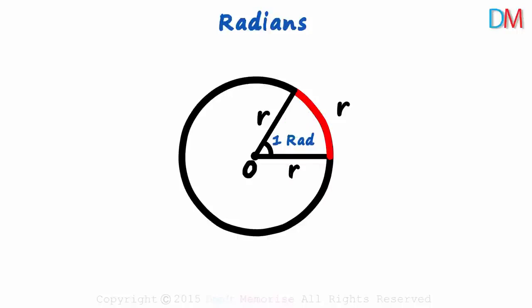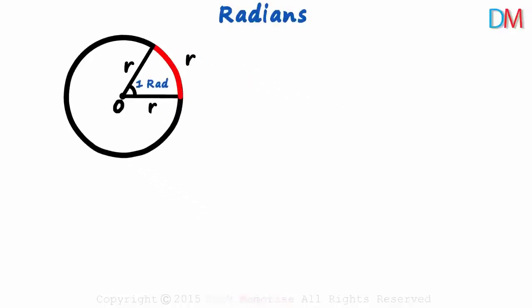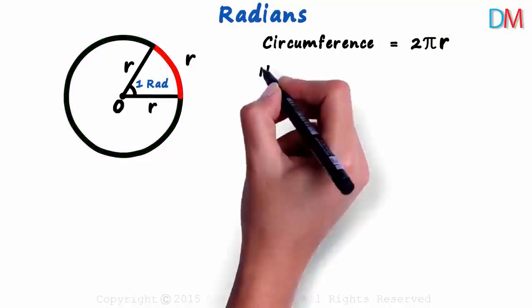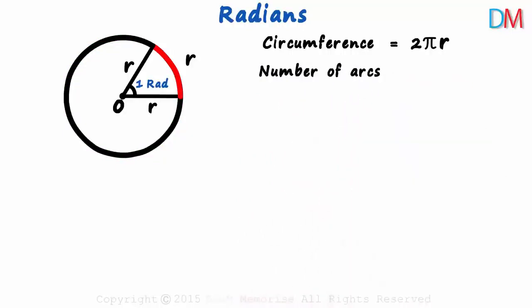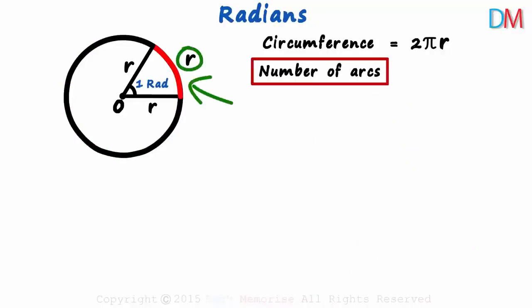If you understood the concept of radians well, then understanding the conversion between degrees and radians would be a walk in the park. What is the circumference of a circle? It's 2 pi r, where r is the radius of the circle. We are talking about the circumference, which is the entire boundary of the circle. Now listen to the next question well. How many such arcs would you need to cover the entire boundary of the circle? Let me repeat the question. How many such arcs of length r would you need to cover the circumference of the circle?